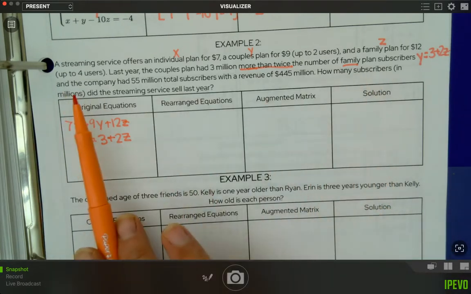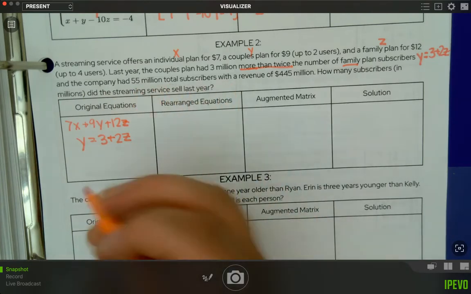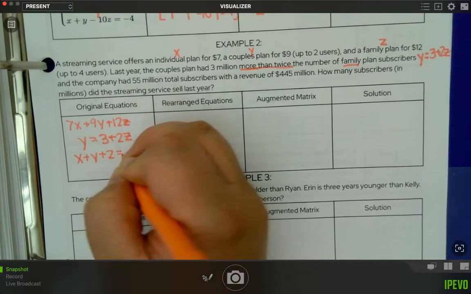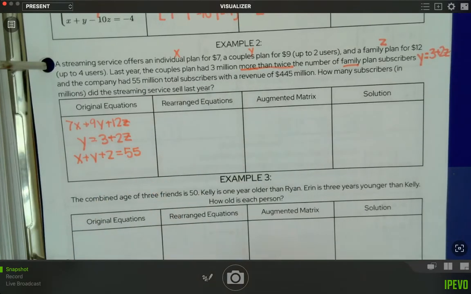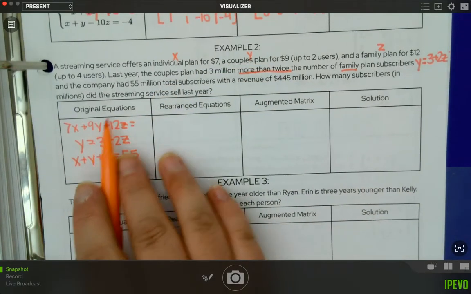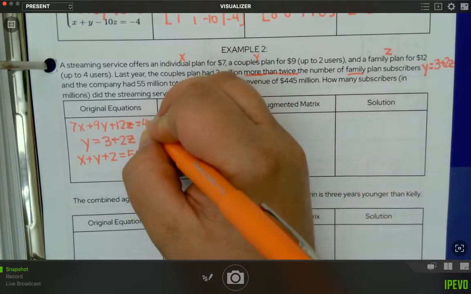And then it says the company had 55 million total subscribers. That means if you add together all of the plans, it's 55 million. We don't need to write the extra zeros. And the only equation I haven't finished is right here, and that's because I need their revenue. They made 445 million.